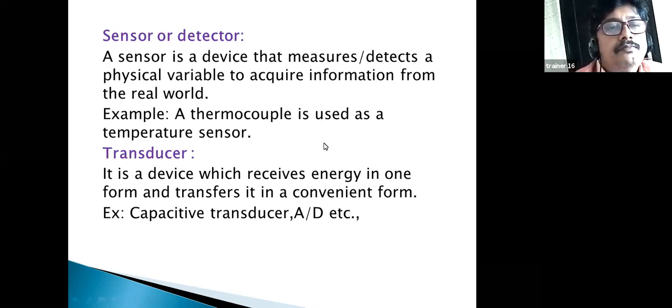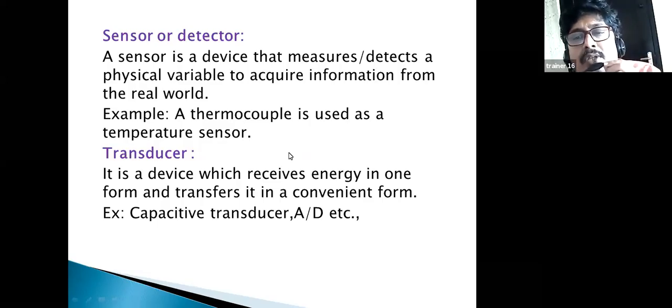There are so many examples. For example, take our ear. Ear is a sensor, skin is a sensor, nose is a sensor, tongue is a sensor. These are all sensors. In the example in the slide, it is written that a thermocouple is used as a temperature sensor. That means the thermocouple measures the physical parameter temperature.